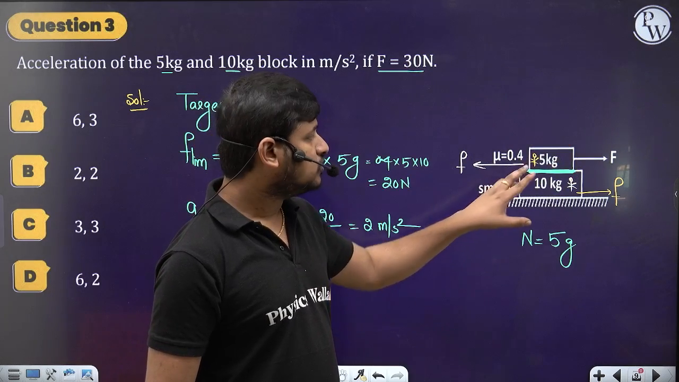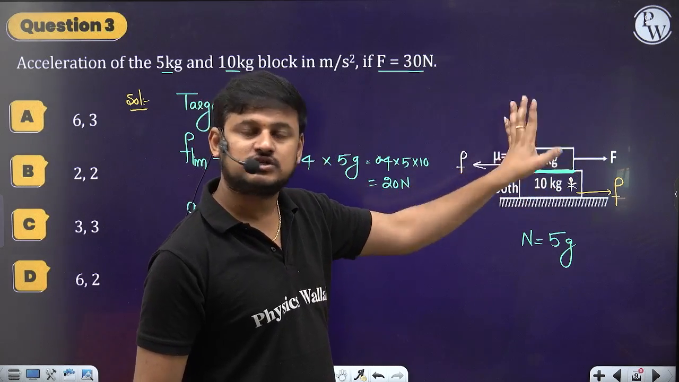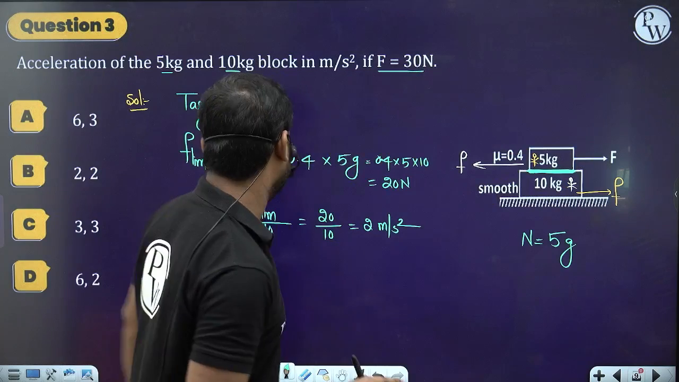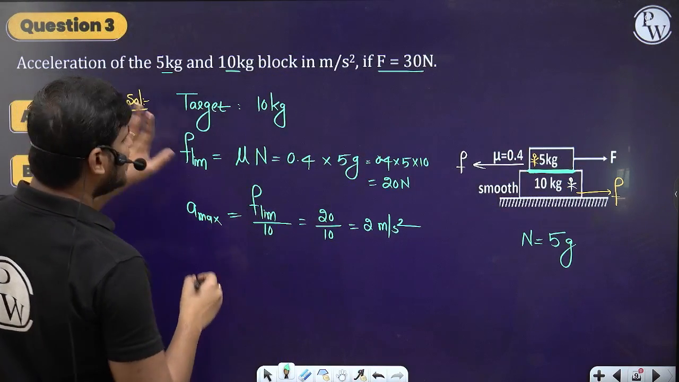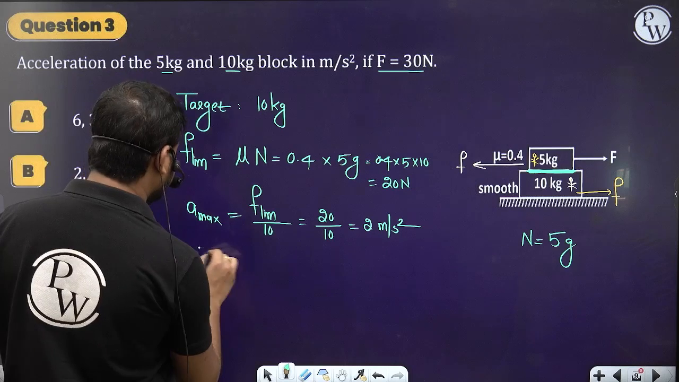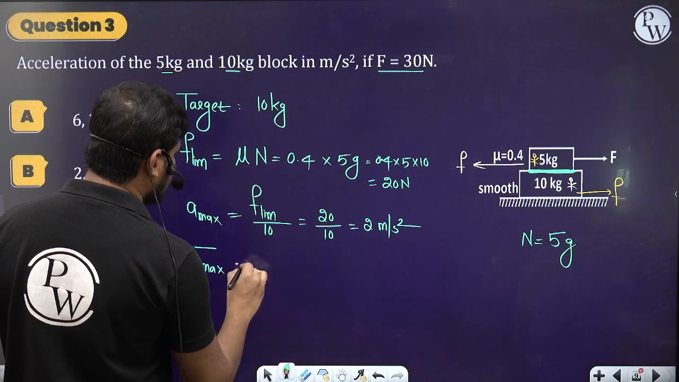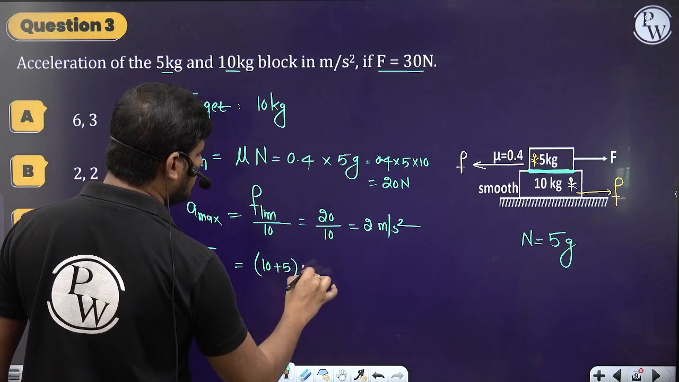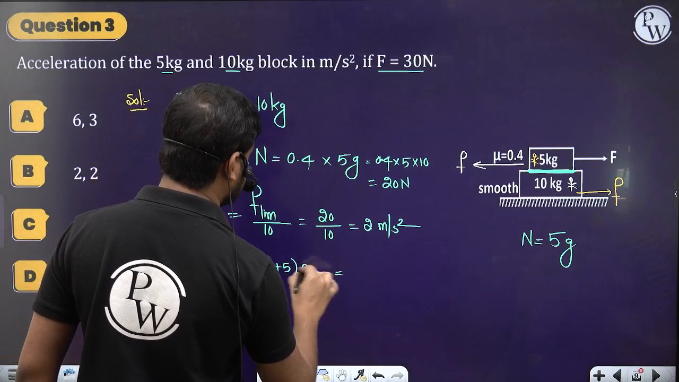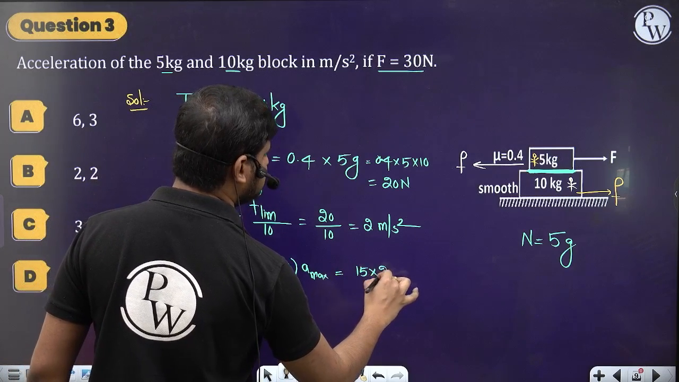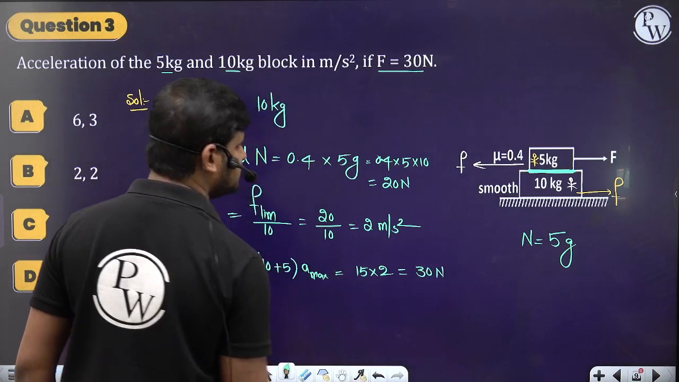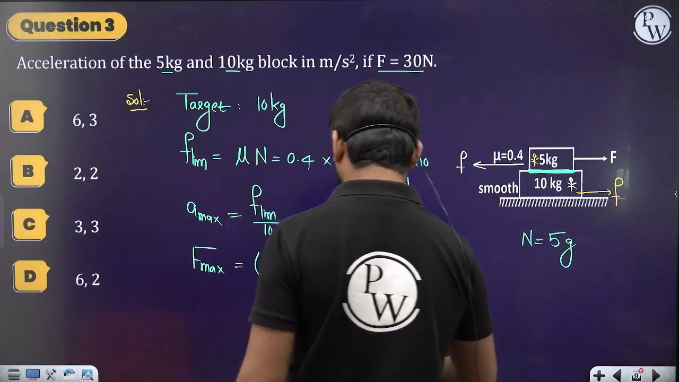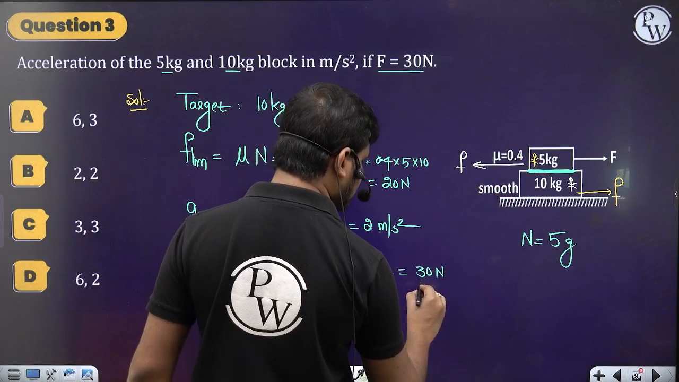Okay, but don't say that the acceleration of both the blocks is 2 meter per second square. That's the maximum acceleration. Understand this statement. Then the next step is to find F max. The fourth step: F max is equal to the net mass, 10 plus 5, into A max. So 15 into 2, which is 30 newtons. That means the maximum force F max is 30 newtons.